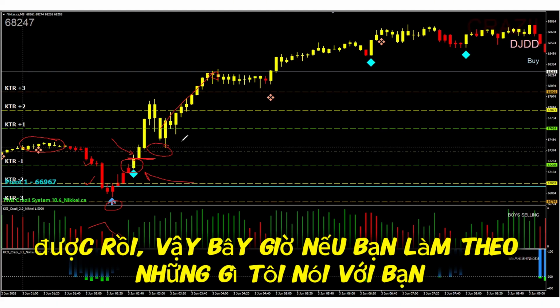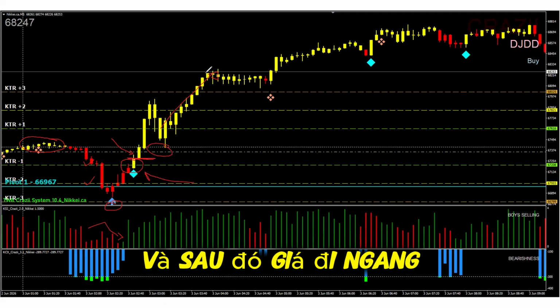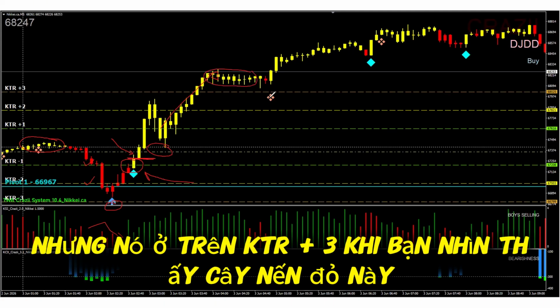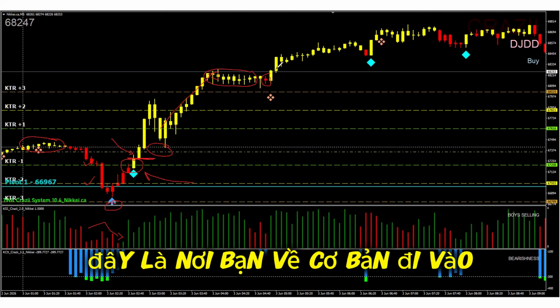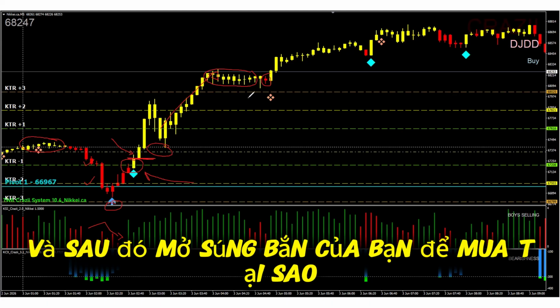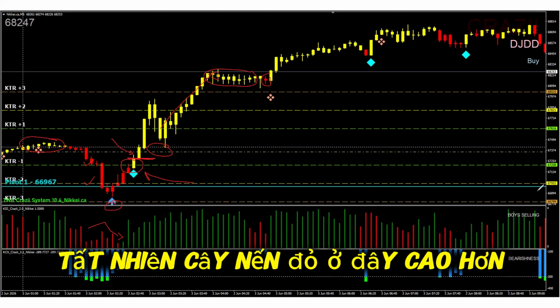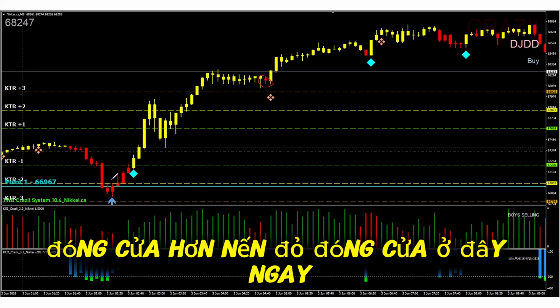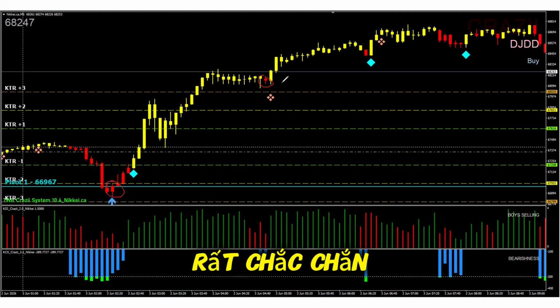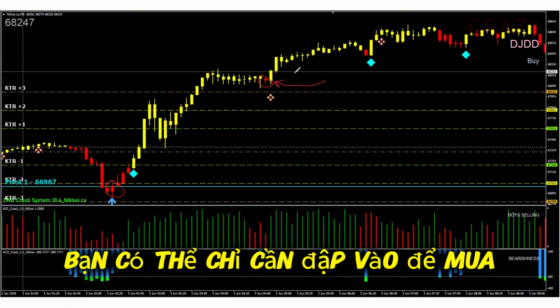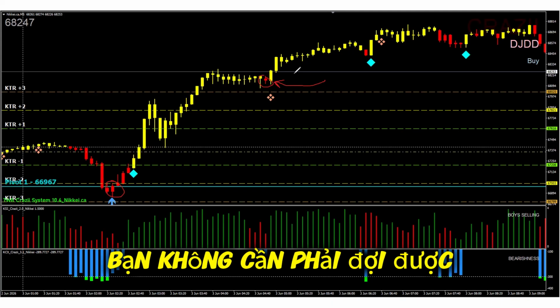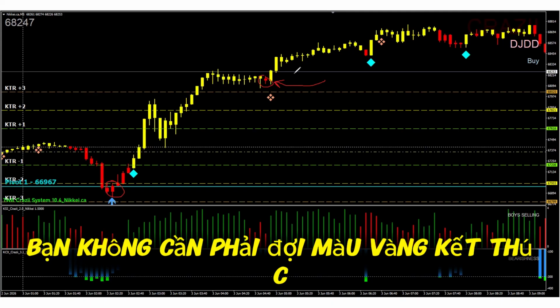Okay, so now, if you follow what I tell you, and then after that the price goes sideways but stays above KTR +3, when you see this red candle, that's it. That is the champagne popper. This is where you basically go in and open your fire gun to buy. Why? Of course, the red candle here closes higher than the red candle closing here. So definitely when the market turns to a yellow candle over here, you can just bang, go in to buy. You don't need to wait for the yellow to finish.